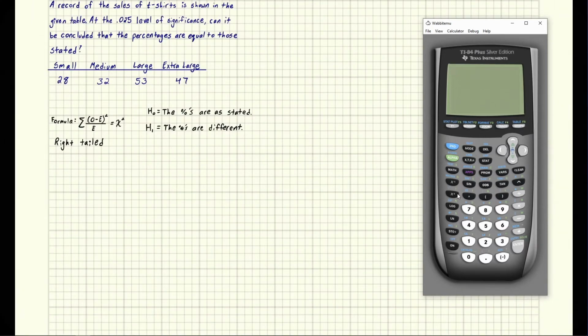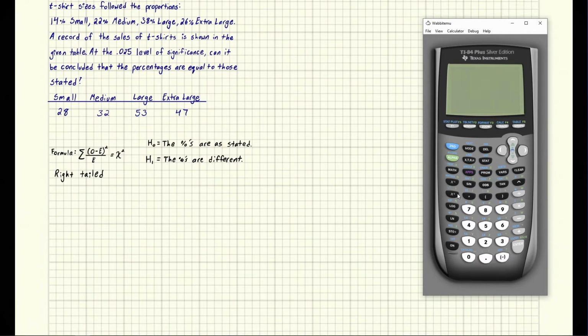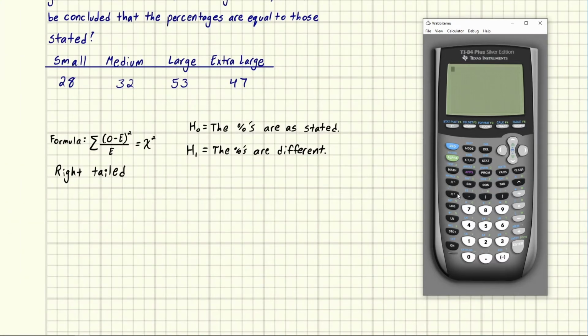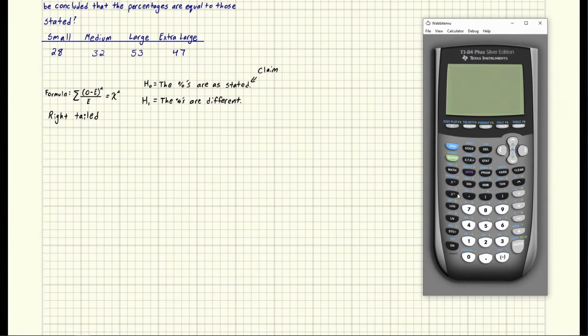All right, so these are our two things. We want to see which one's the claim. Well, it says up here, can it be concluded that the percentages are equal to those stated? Those are keywords right there. So that's their claim, and we know that because of the can it be concluded bit. This one's our claim, that they're equal. All right, cool. Now let's go ahead and do this thing.